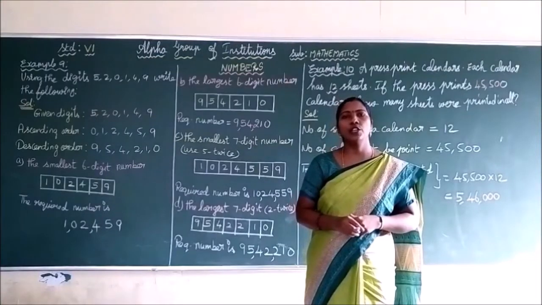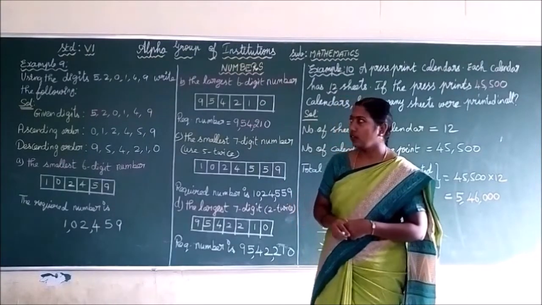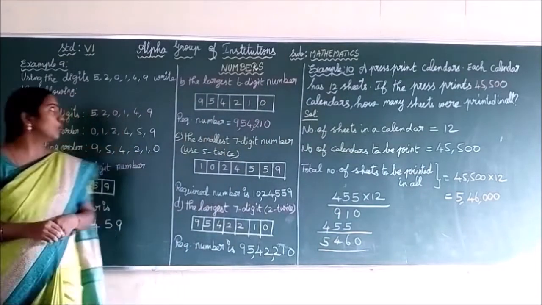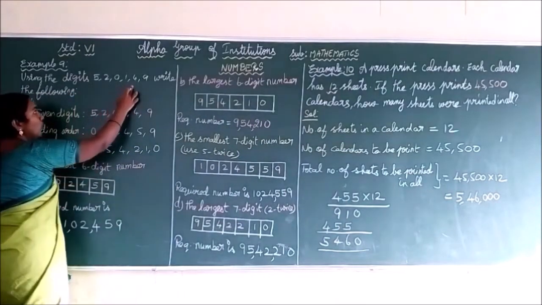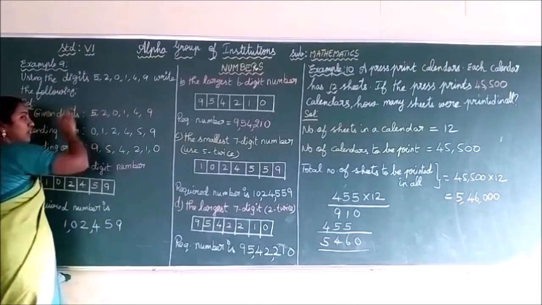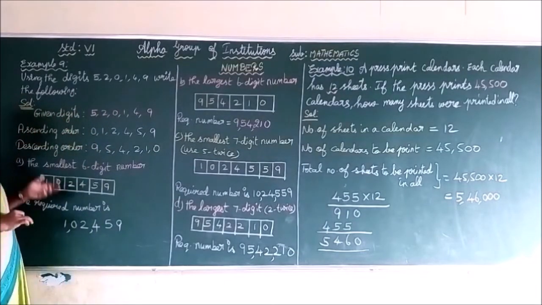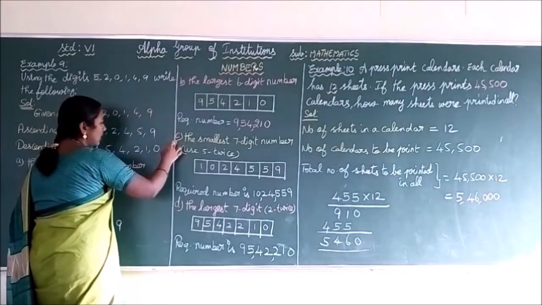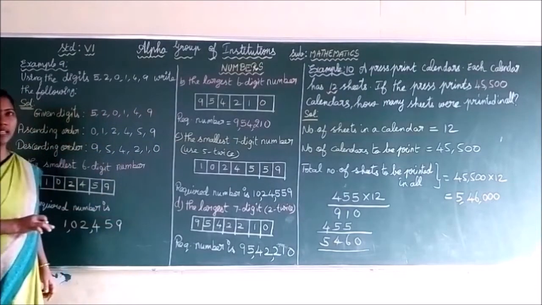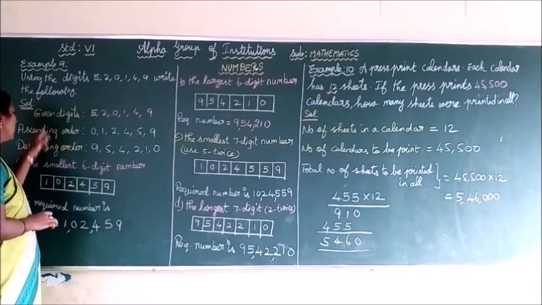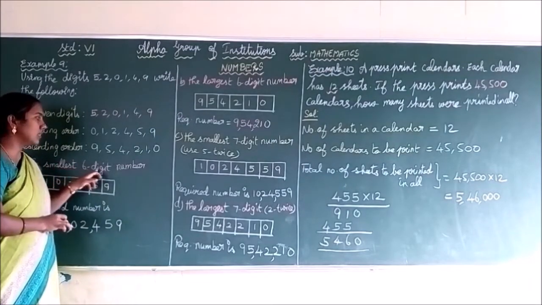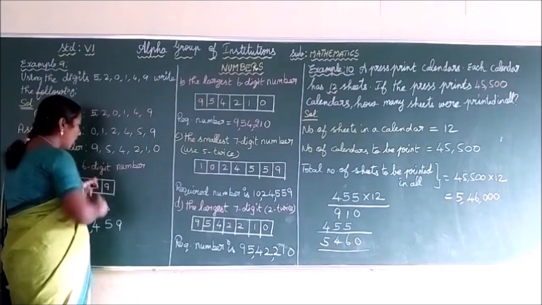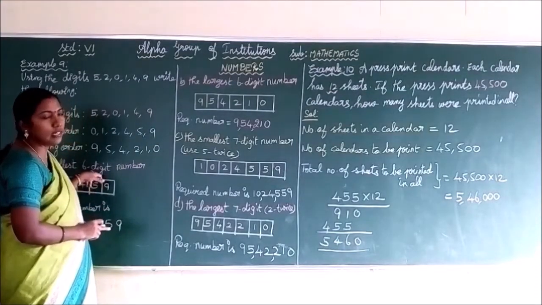Next, children, we are going to see example 9. What is example 9? Using the digits 5, 2, 0, 1, 4, 9, we have to write the following. Okay. What they are asking is, there are sub-questions A, B, C, D. 4 questions they are asking. Okay. What is the first question? Write the smallest 6-digit number. That is, using the given digits, you have to write the smallest 6-digit number.